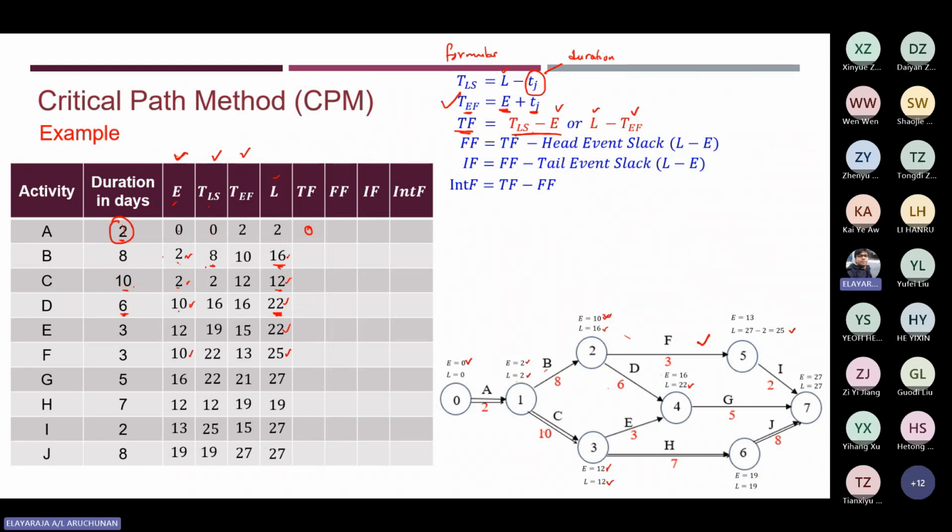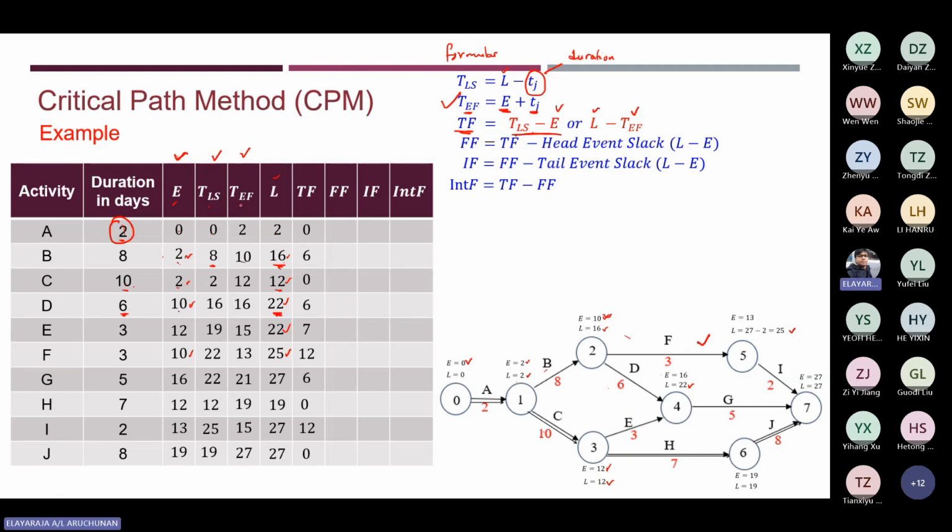8 minus 2, you get how much? 6, right? Or the other way around, the latest finishing time minus earliest finishing time, 16 minus 10, also you get a 0. So that's why I said you can choose either one of these formulas. Likewise you get all of them: 0, 6, 0, 6, 7, 12, 6, 6, 0, 12, and 0. You just write down all this.